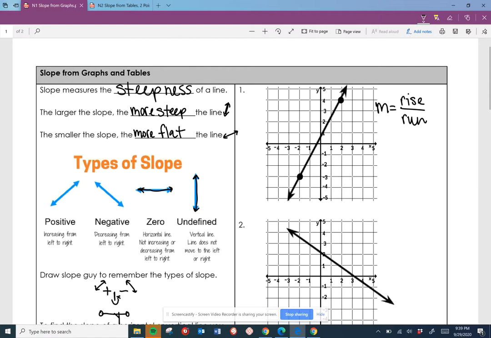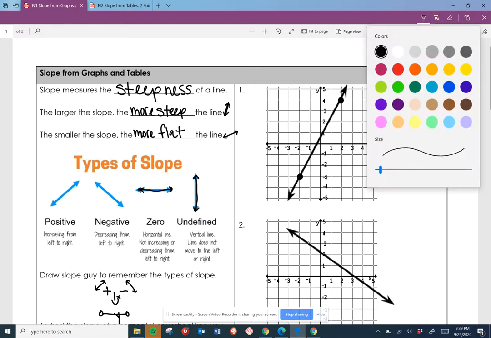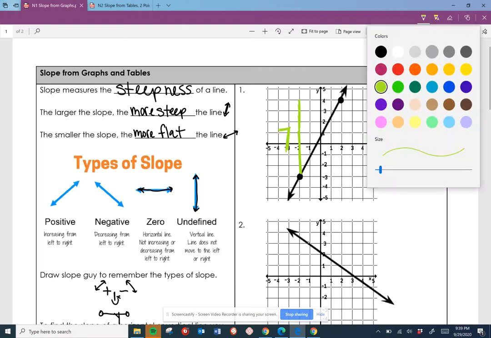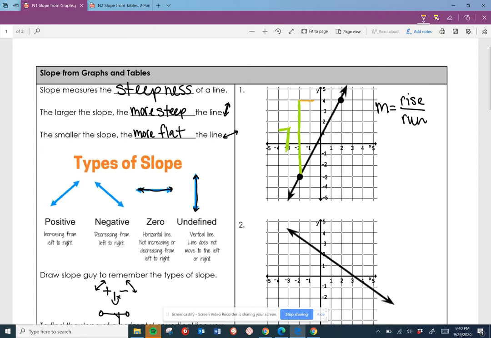So the rise here is going to be this many boxes, so 1, 2, 3, 4, 5, 6, 7. Okay, and then the run will be how many we have to go to the left. And remember, I'm always going to go to the left. So 1, 2, 3, 4. Okay, so my slope will be 7/4.